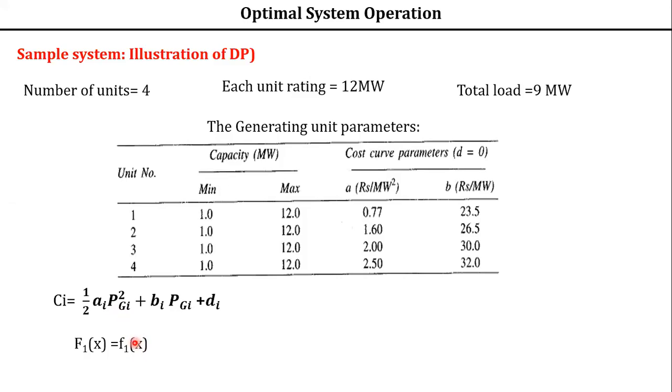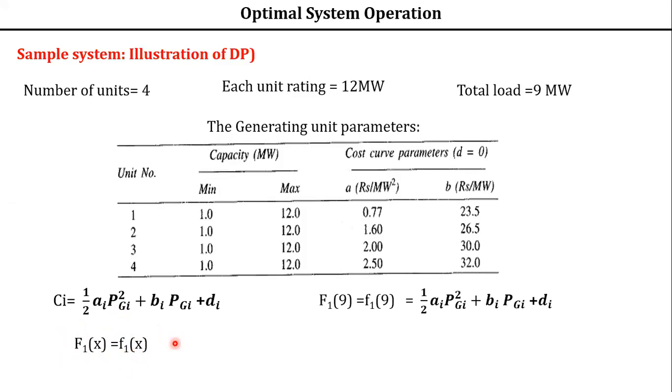When you are operating only one unit, what is the overall cost? It will be your f1(x). If you are operating two units, then we have to take the minimum among those two units. Because only one unit is operating, the minimum cost is equal to the cost of that one unit. Therefore capital F1(x) is equal to small f1(x).